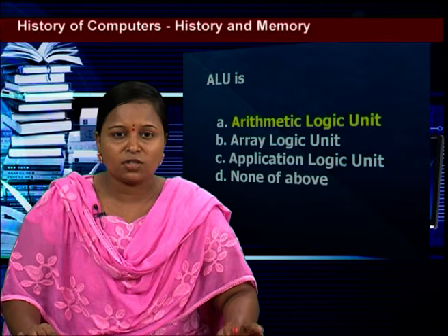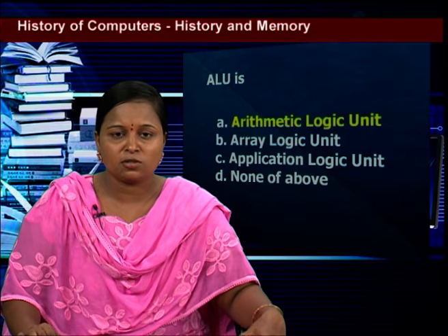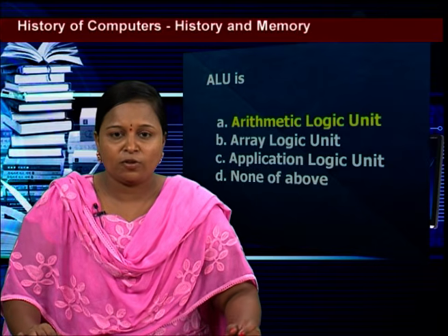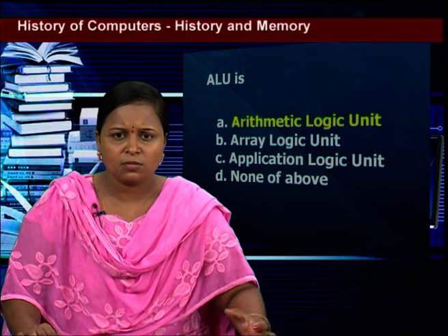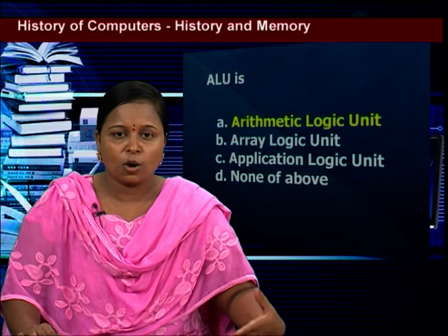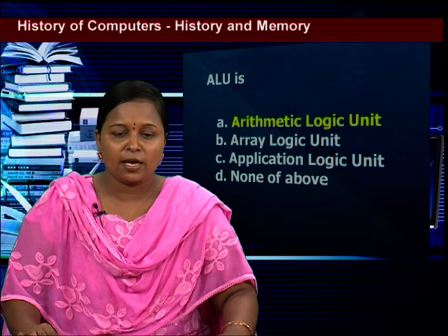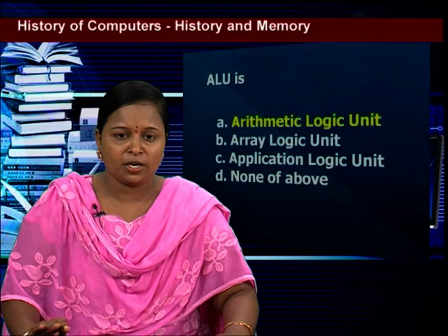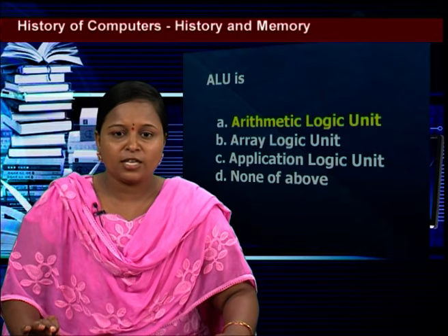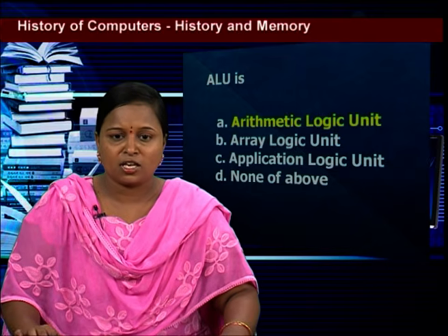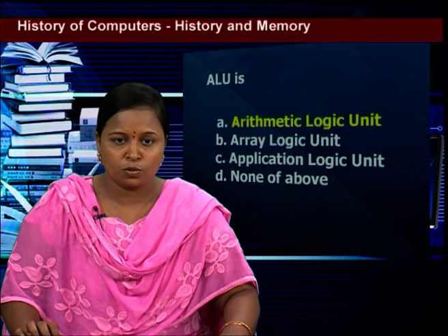The control unit controls the total overall system, and processing is handled in the control unit. The arithmetic and logical unit performs calculations. Arithmetic and logical calculations are performed by the ALU. ALU is the abbreviation of arithmetic and logical unit. Array logic unit is not the answer, and application logic unit is also not right. So the first option, arithmetic logical unit, is the correct answer for ALU.